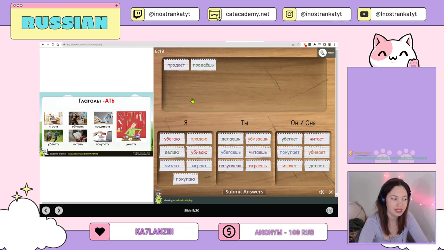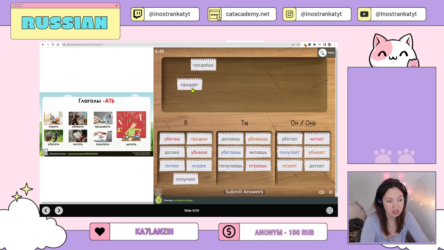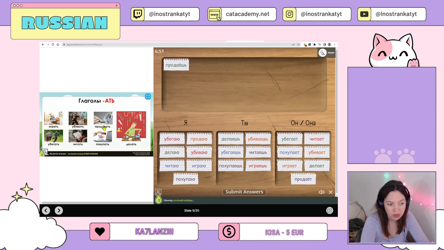So it's a little bit of a tricky thing, but again, nothing will happen if you say ye instead of yo or yo instead of ye. It's not critical. People will still understand. So apart from those two dots, just try to think in which category it should be. Продает or продаёт. If it's продаёт, obviously it should be он or она. And that's correct. This verb продавать follows the rule, but is just a little bit different with pronunciation.